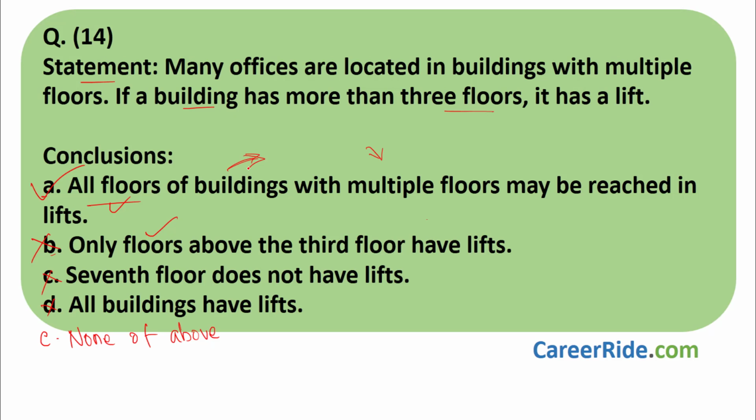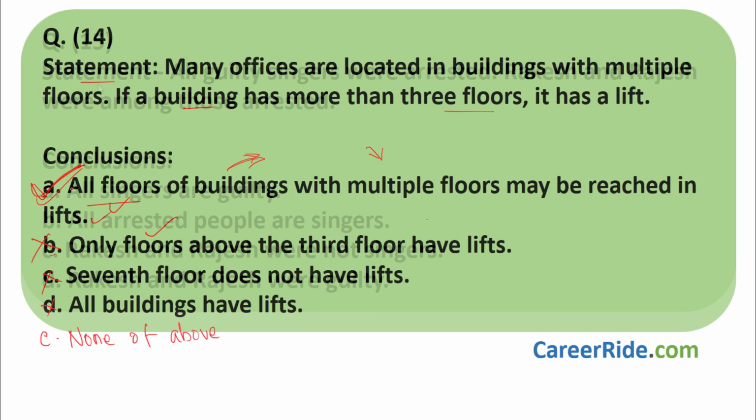So there is a possibility that all the floors can be reached by lift, and there is a possibility that all the floors of the building may not be reached by lift. So the conclusion A follows. So even if there is a none of the above option, you have to choose answer A, right. Moving to question number 15.